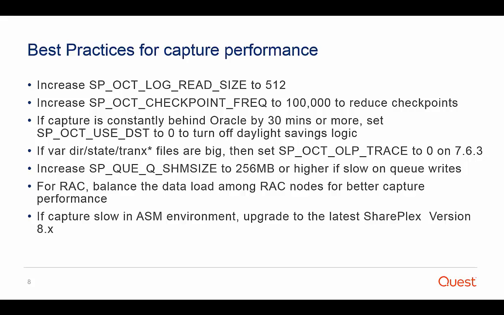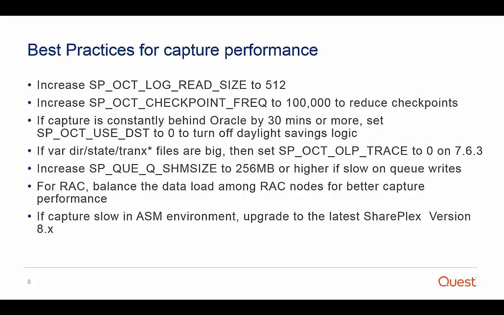If the transx files are over 20 or 30 MB in the WADR state, then set SPOCT OLP trace to 0 on 763. This parameter value is 0 in the latest version 8 releases. Increase the SPQ queue shim size to 256 MB or higher if it is slow on queue writes. For rack, balance the data load among rack nodes for better capture performance.